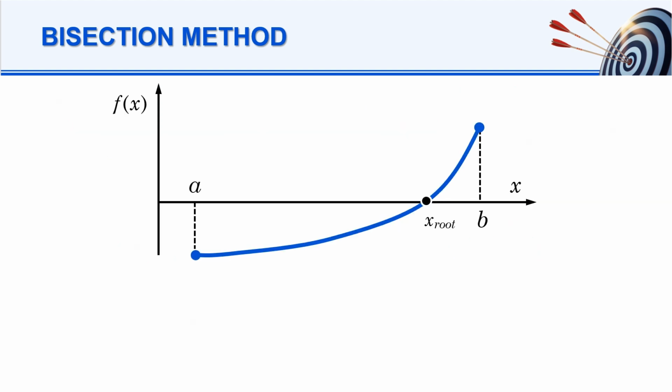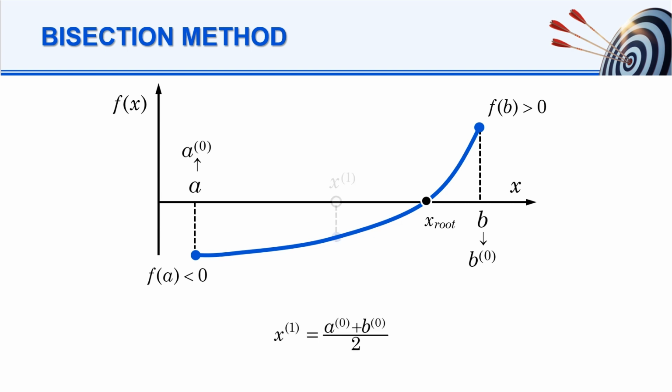Consider the function f(x) plotted in the interval (a, b). First, we denote the interval endpoints with superscript 0. We observe that the function has a root in this interval and the signs of the function at the endpoints are opposite. Next, we find the midpoint x1 and evaluate the function at the midpoint, whose sign is clearly negative. This bisection leads to two intervals of equal size.